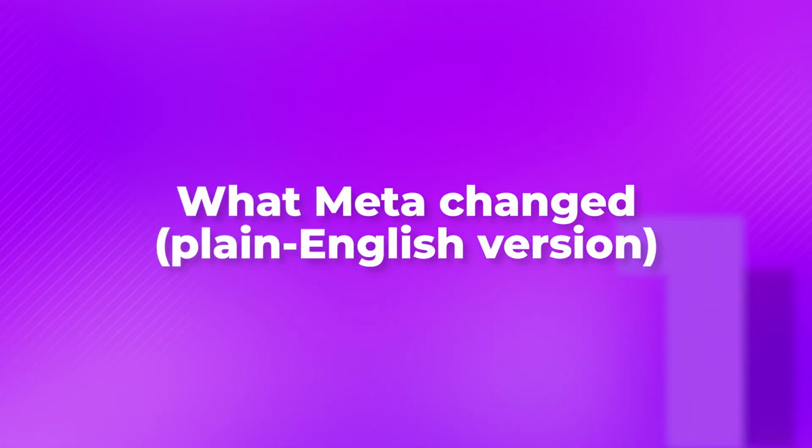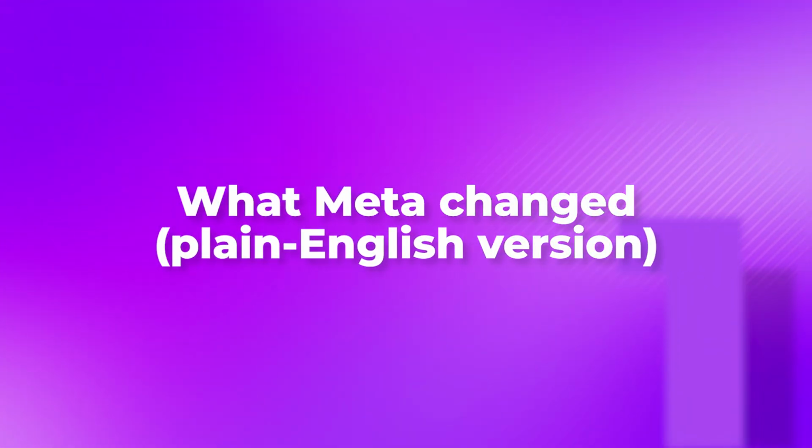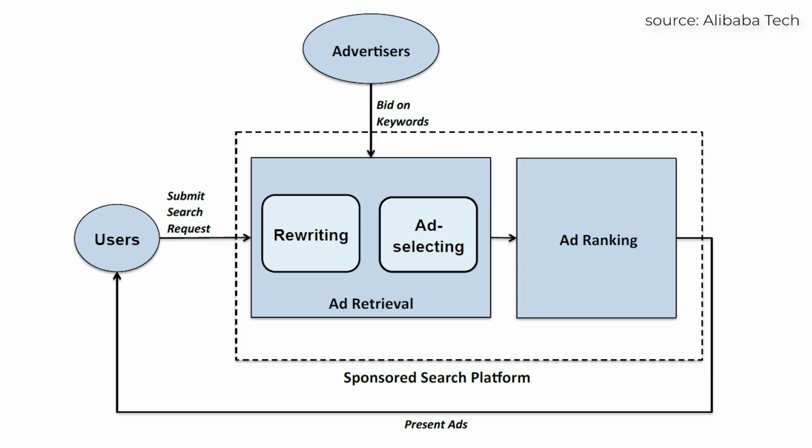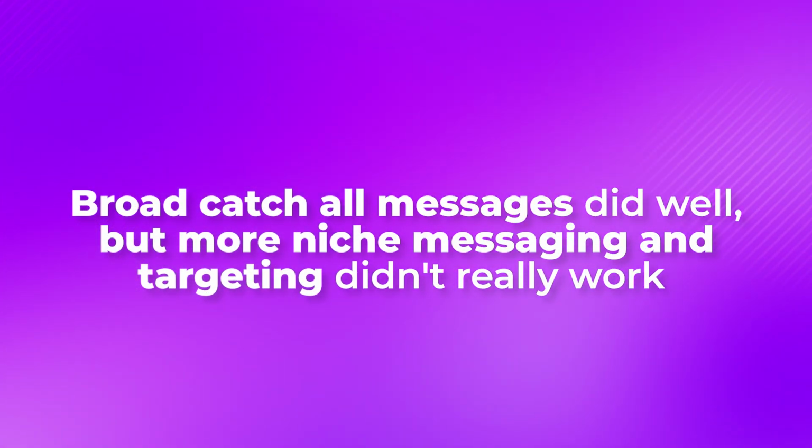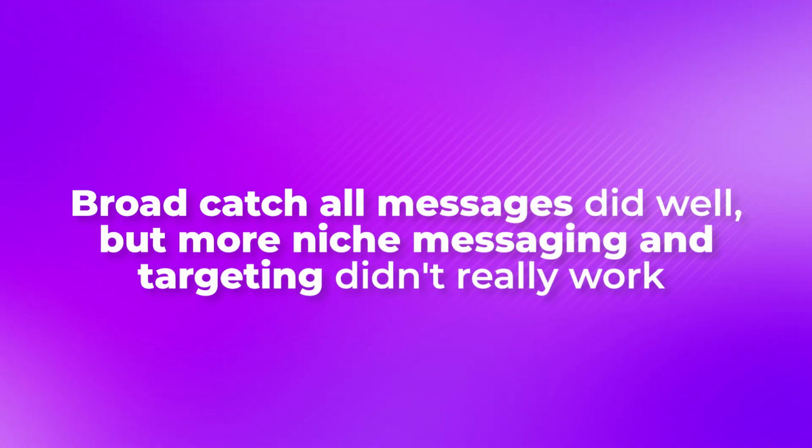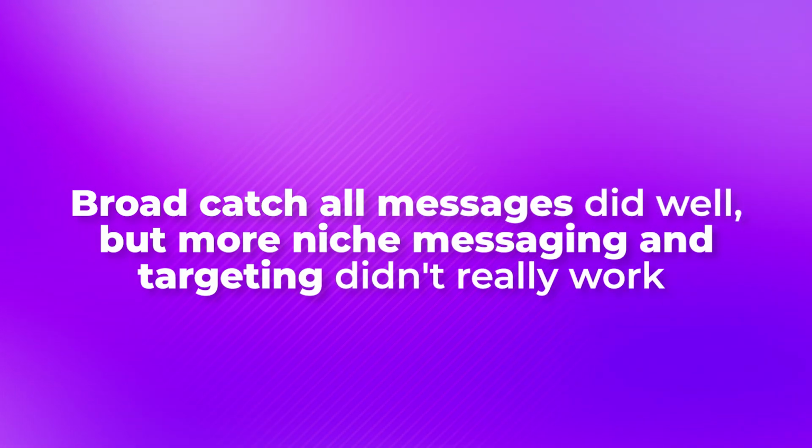So chapter 1, what Meta changed, the plain English version. Previously, Meta struggled with the first step of delivery, which is ad retrieval. That's the bit where the system picks a short list of ads that could be shown to a person. There were millions and millions of ads out there and not enough computing power to consider them all fairly, so the system tended to find an early winner and pile all of your budget into 1, 2, 3 creatives. Broad, catch-all messages did well, but more niche messaging and targeting didn't really work.